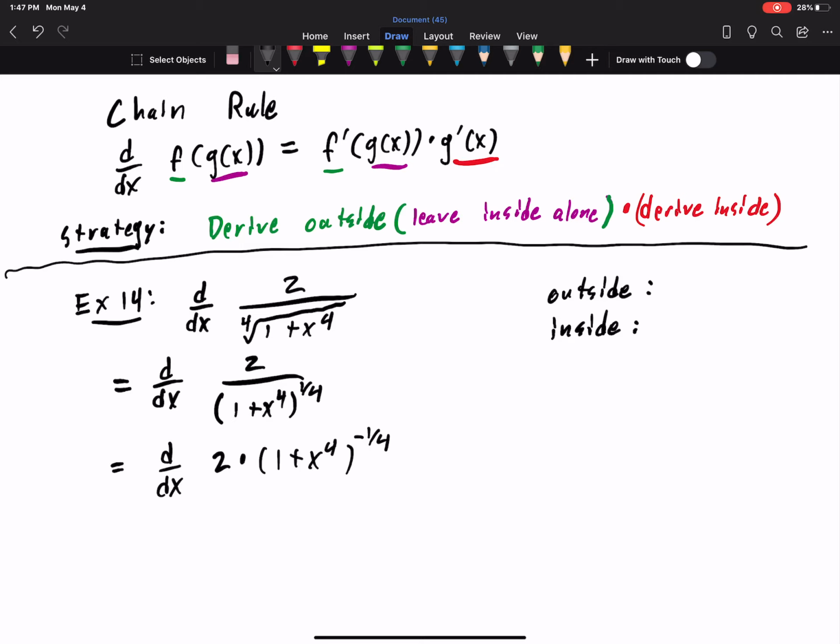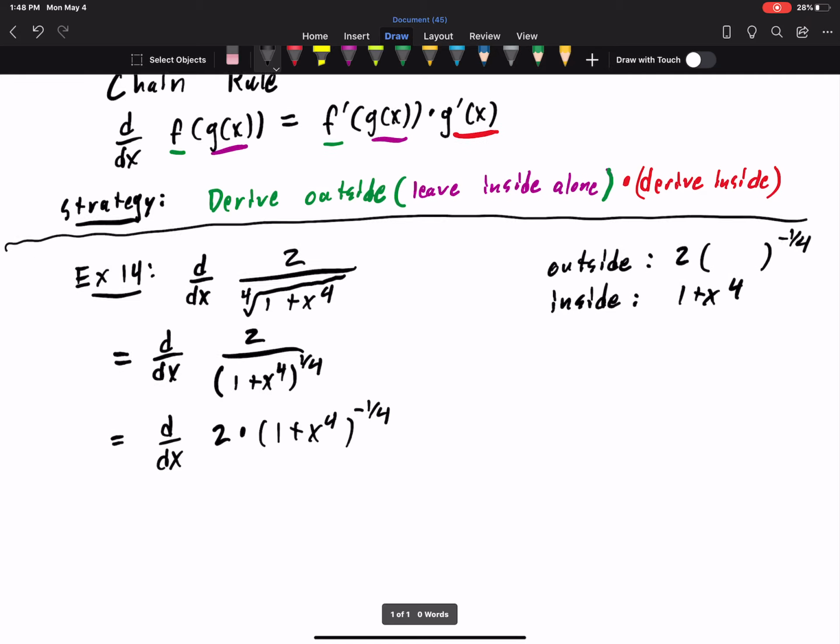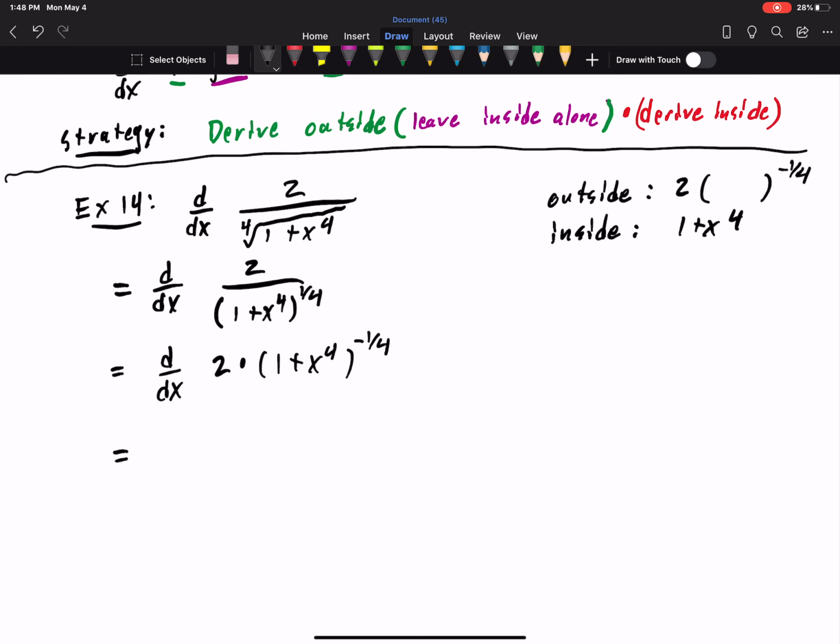Now, can we use the power rule? Yeah, absolutely we can. So our outside function is pretty clear. It's going to be 2 times parentheses to the minus 1/4. And then the inside function is, of course, the thing on the inside of the parentheses, as it almost always is. So you have 1 plus x to the 4th. All right, now let's derive this thing. Derivative of the outside, leave the inside alone, multiply by the derivative of the inside.